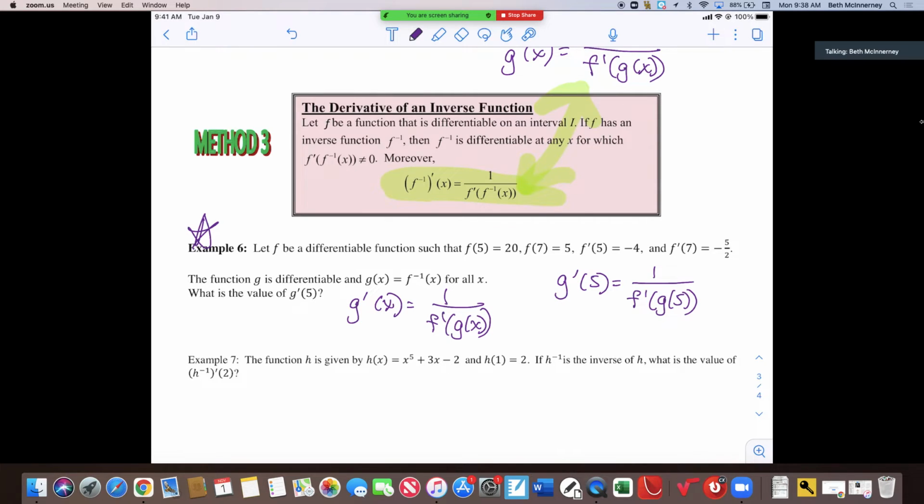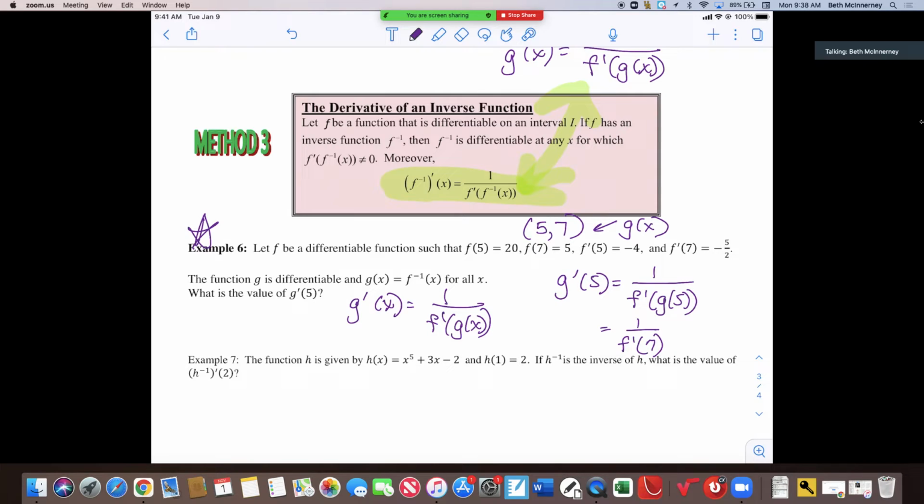Nowhere in the given did they tell us g of 5. However, we have a tool in our math tool belt on inverses. Can anybody tell me what's g of 5? Carter? 7. Awesome. How'd you get it? You got it. So f of 7 is 5, so the inverse of that would be g of 5. You got it.